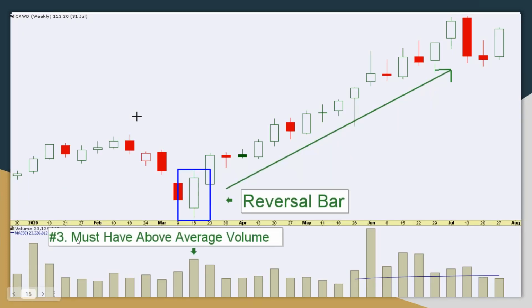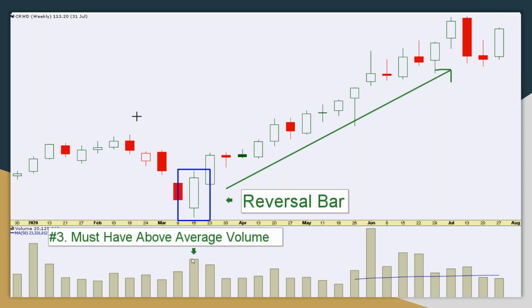Rule number 3, must have above average volume. Okay, so I have the volume, right? Volume histogram. And my definition of above average is I just have a 50-day simple moving average plotted on this histogram. So if the volume bar is above the 50-day moving average, that's above average. It doesn't have to be above the previous week. It just has to be above average.